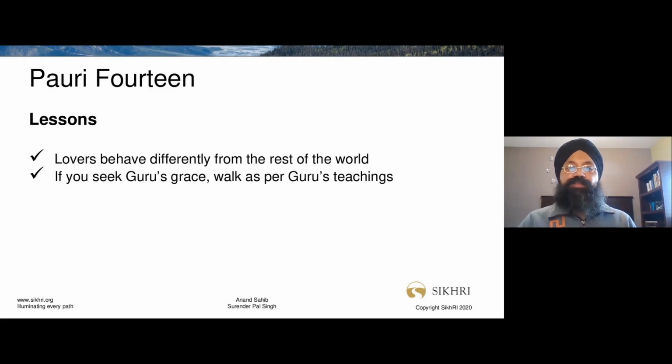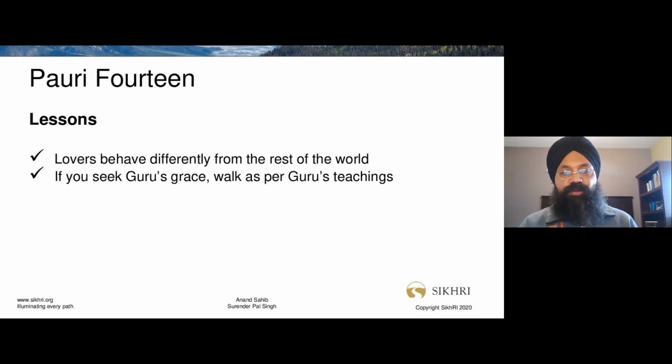So what did we learn in this Pauri? The Pauri is essentially pointing to the fact that the ways of the devotees are always different. Those who develop that love, it's essentially a matter of pleasure. Everyone's looking for pleasure, happiness. Where do you find that bliss, that happiness? What is the source of your bliss? People look for amusement, recreation, different ways of giving pleasure to themselves, their minds, their bodies, their emotions. And for that, they go out, seek different avenues in the world.